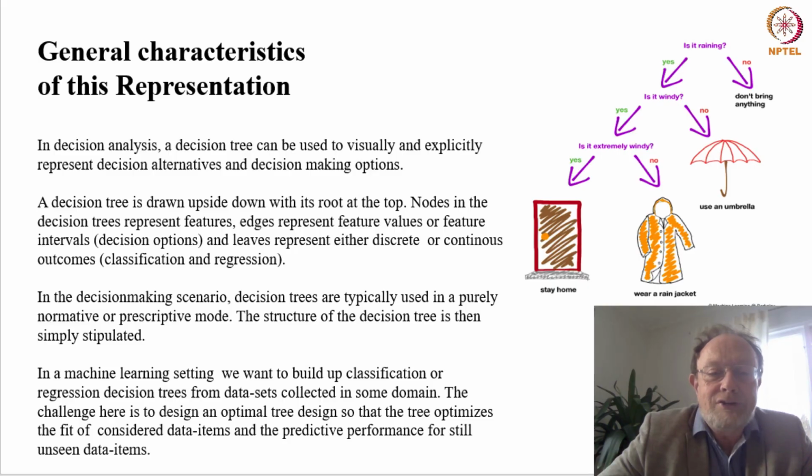It's a slightly different setting in machine learning, because when we work with decision trees in machine learning, we actually want to build up a relevant tree from data sets collected in a domain. So it's not predefined, it's not prescriptive. The tree should be more or less true to the data considered. The challenge here is to design an optimal tree that makes the best fit of the considered data and has the best predictive performance for new data items.